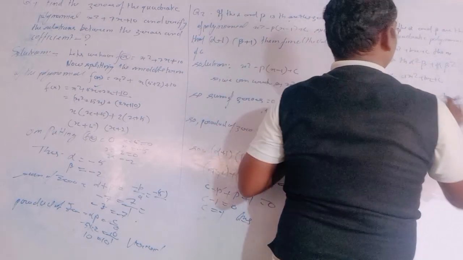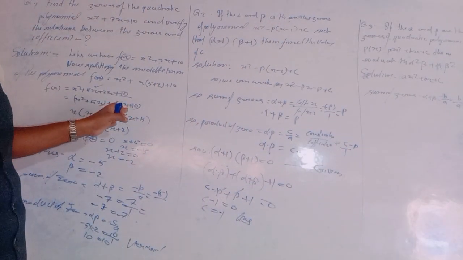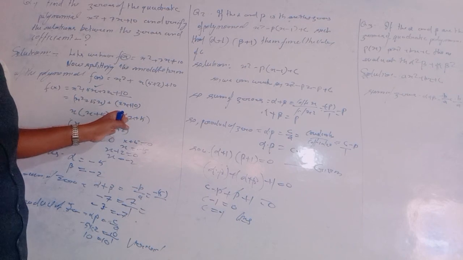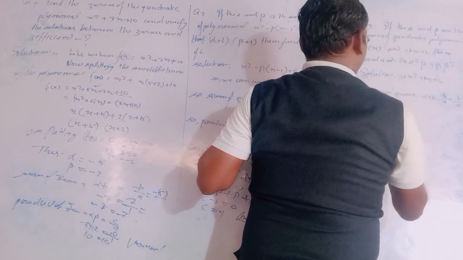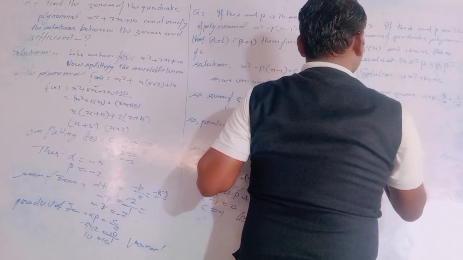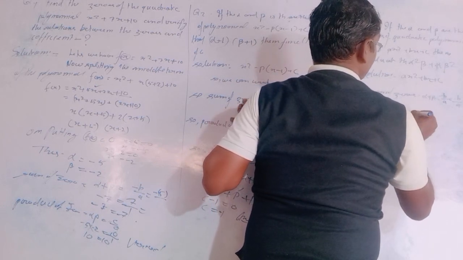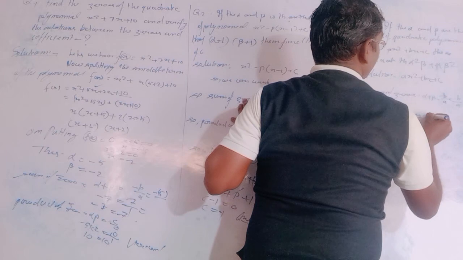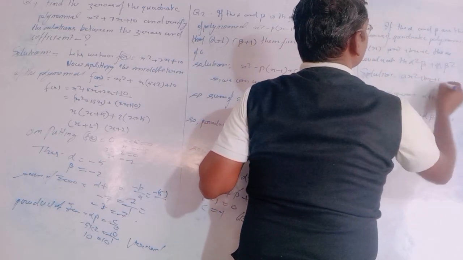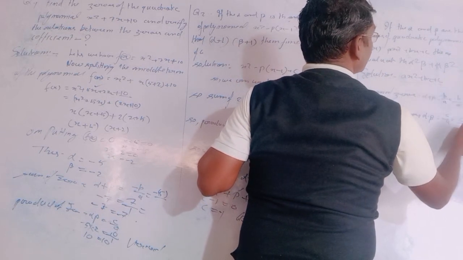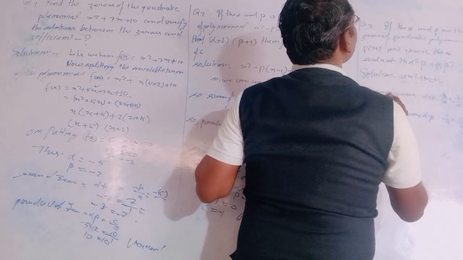So we find here alpha plus beta is equal to minus b by a. And the product of zeros of the polynomial is alpha into beta is equal to c by a. The c value is given in this question, so c by a.